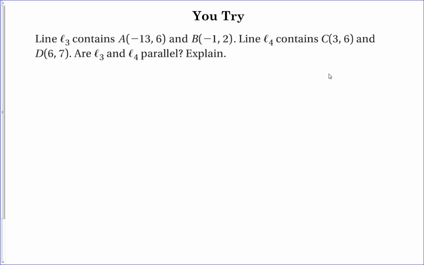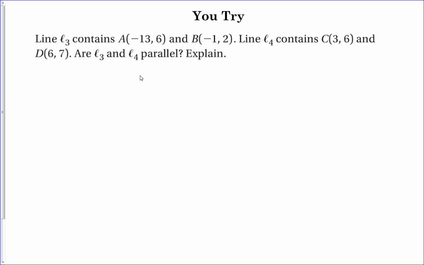You try. Line 3 contains point A, which is negative 13.6, and point B, which is negative 1.2. And line 4 contains point C, which is 3.6, and point D, which is 6.7. Are line 3 and line 4 parallel? Explain. So go ahead and pause the video and figure this out. Alright, let's see if they're parallel.